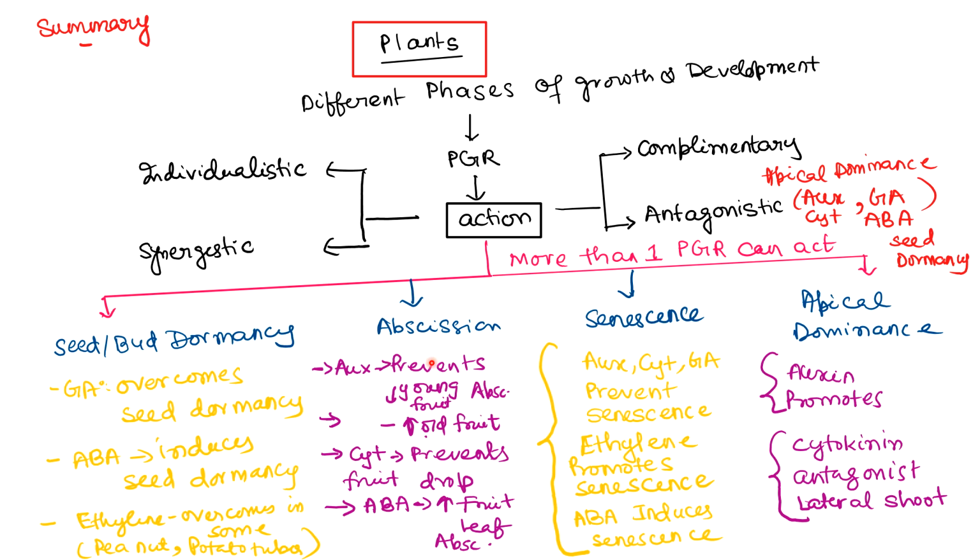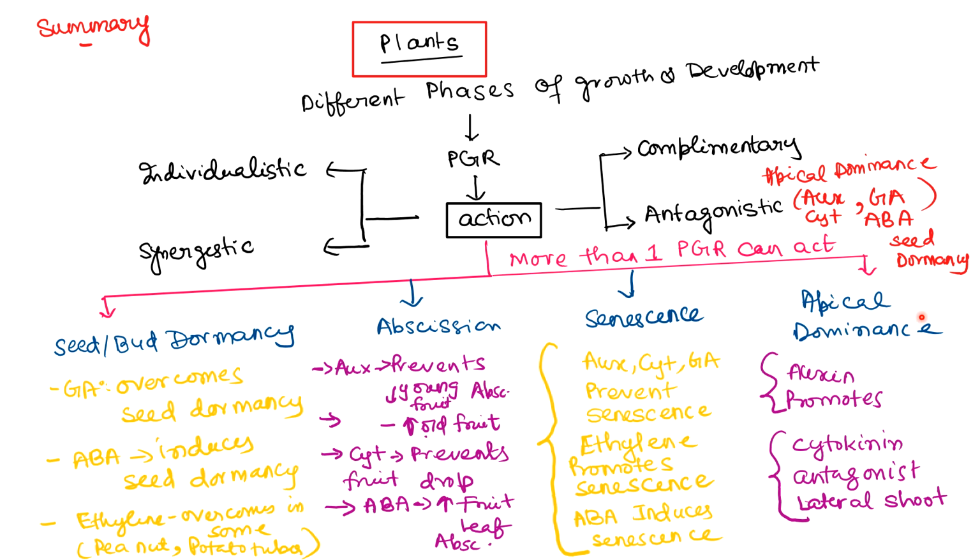Similarly, if you see abscission, auxin and cytokinin prevent abscission of both fruits and leaves, but abscisic acid increases the abscission, right? Also, ethylene plays a role in increasing the abscission of the leaves and fruits. Coming to senescence, that is getting old, auxin, cytokinin, gibberellic acid, they prevent or delay senescence. Ethylene and abscisic acid, both induce senescence.